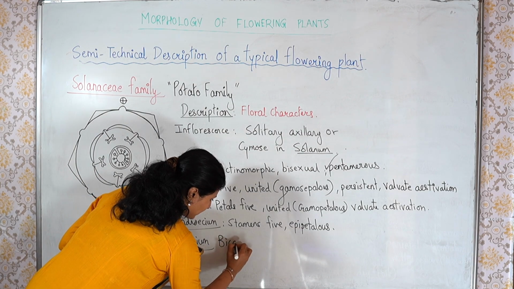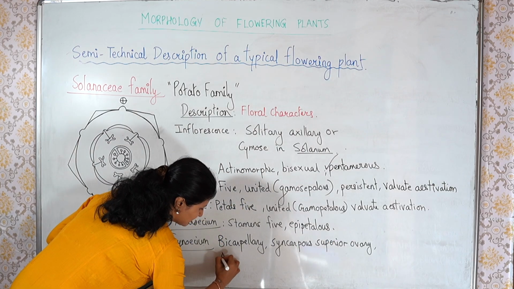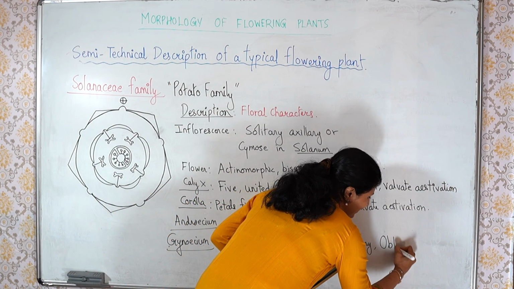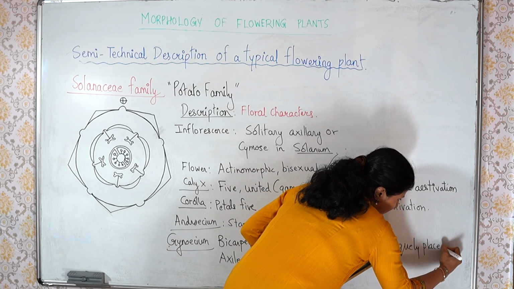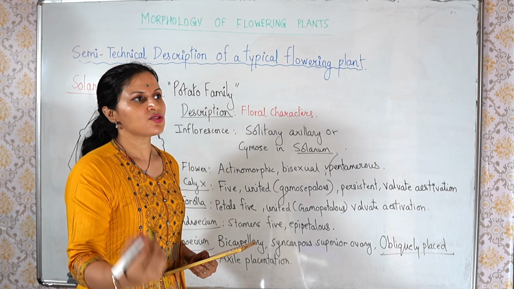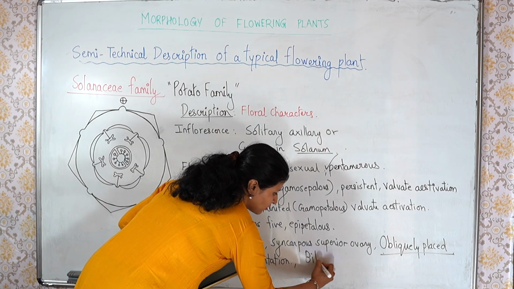It's a bicarpellary syncarpous superior ovary with axile placentation, and also you have to mention that it is obliquely placed. In NCERT, instead of obliquely placed, it has been mentioned it is obligately placed, but it is wrong. Make that correction. It is obliquely placed. And the ovary is bilocular.